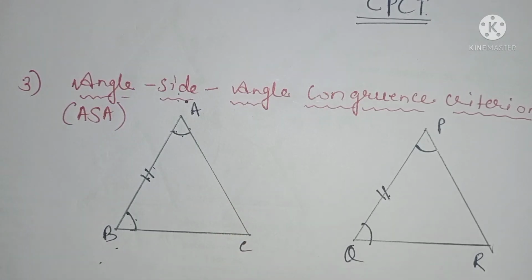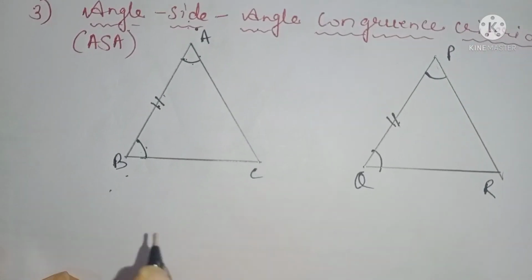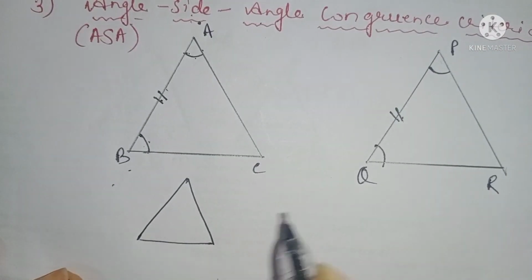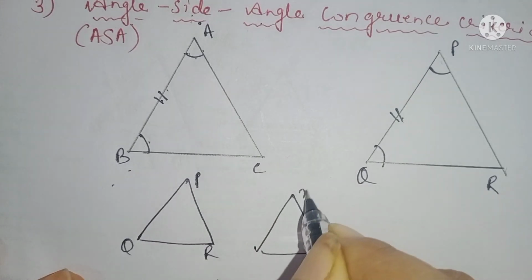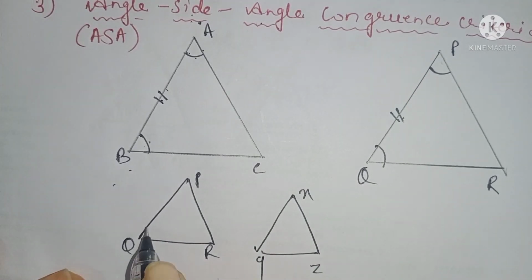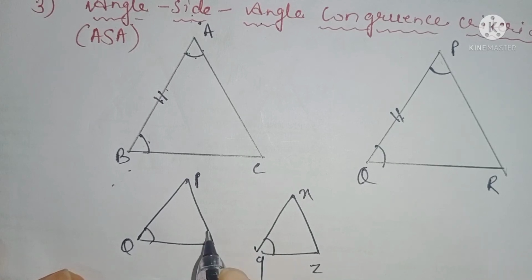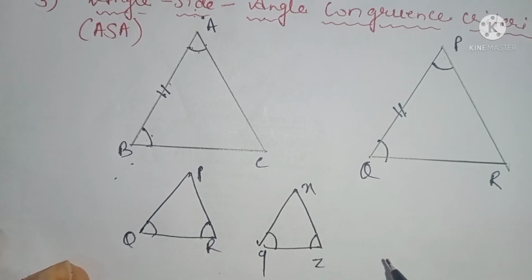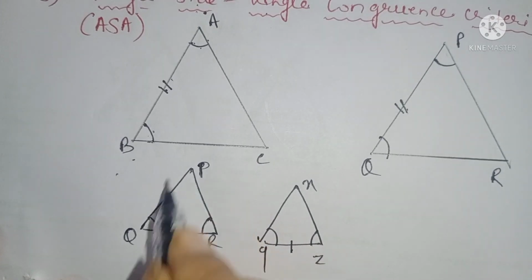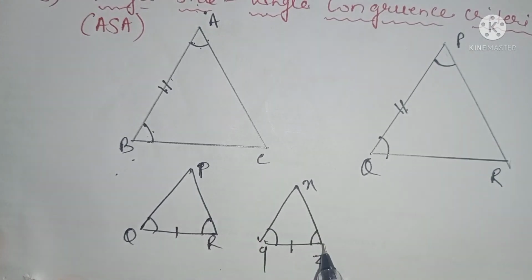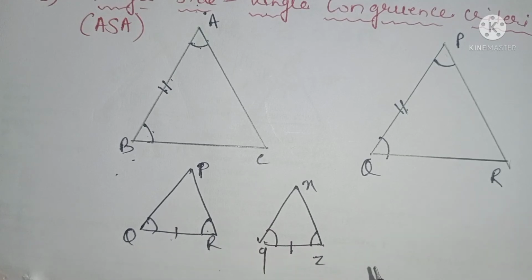Any two angles and the included side, again the same rule is followed for every triangle: any two angles and one side should be there. I can even take this side, suppose if we take another triangle, PQR and XYZ. Here I am saying angle Q is equal to angle Y, angle R is equal to angle Z, and side QR is equal to YZ. So yes, my triangle PQR is congruent to XYZ by angle side angle rule.